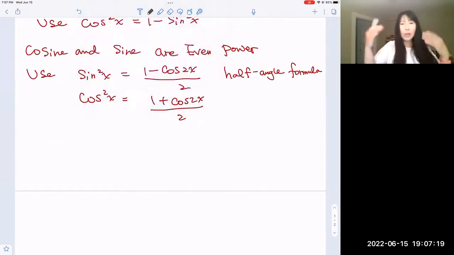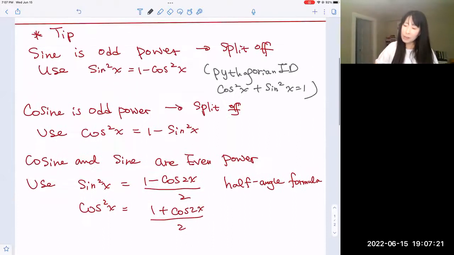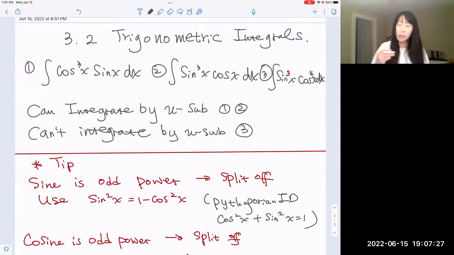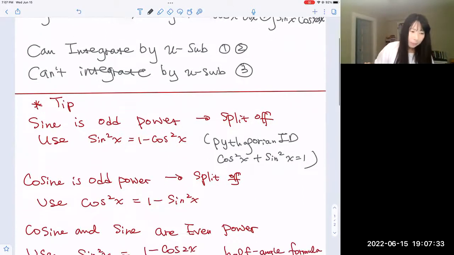All right, so we're going to start number 3 in this case. So the integral of sine to the third power x and cosine to the fourth power x dx. Okay.